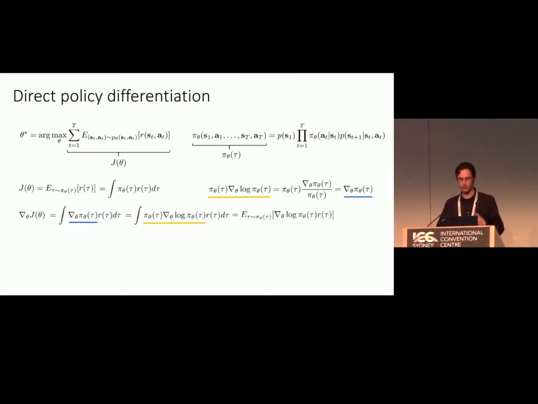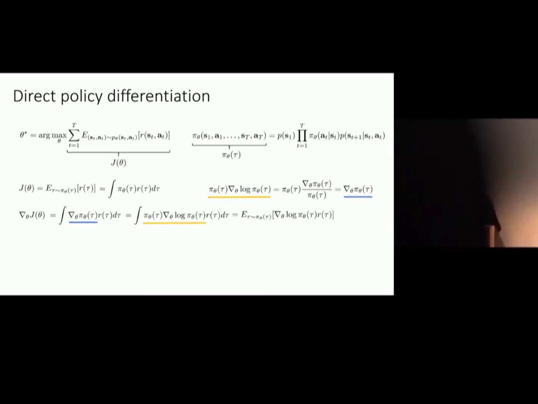So our return is the expectation under pi tau of r tau, and our gradient is the expectation under pi tau of grad log pi tau times r tau. So that's the equation for the gradient. Now, why is this useful? What have we actually done here?